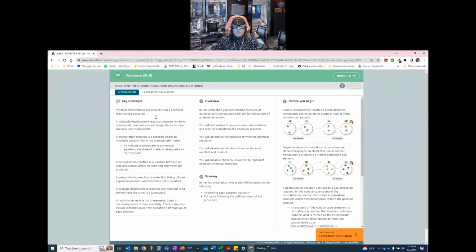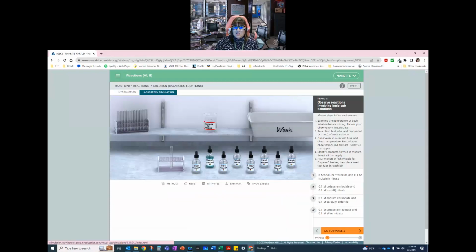Physical observations can indicate that a chemical reaction has occurred. We're going to be looking at precipitation reactions here for the most part. I expect that you'll read all of this stuff. This is about balancing equations. Examine the appearance of each solution before mixing. All right, so I see one of them is colored, the rest of them are clear.